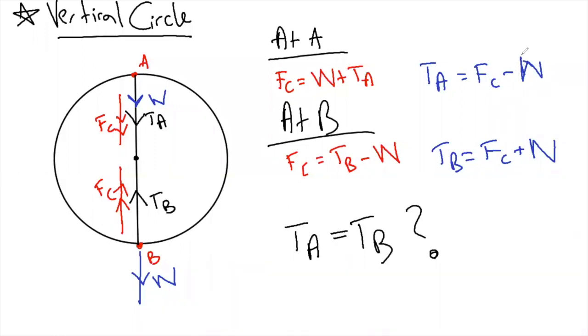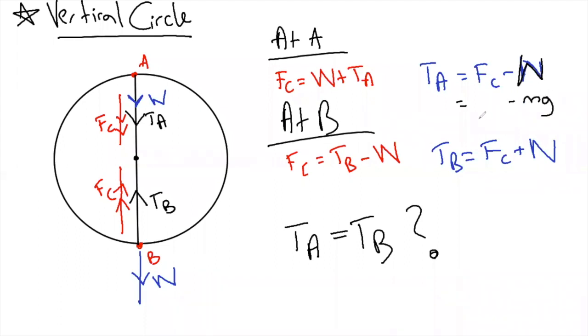So, can anyone tell me what this would look like if I place the formulas? What is the formula for W? Come on, what is the formula for W? And what is the formula for FC? I want to express this in formulas. Yeah, it's mg. So minus mg. And what is my FC?